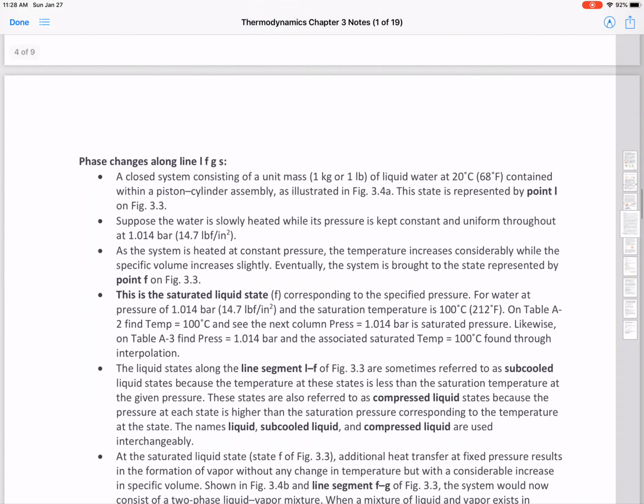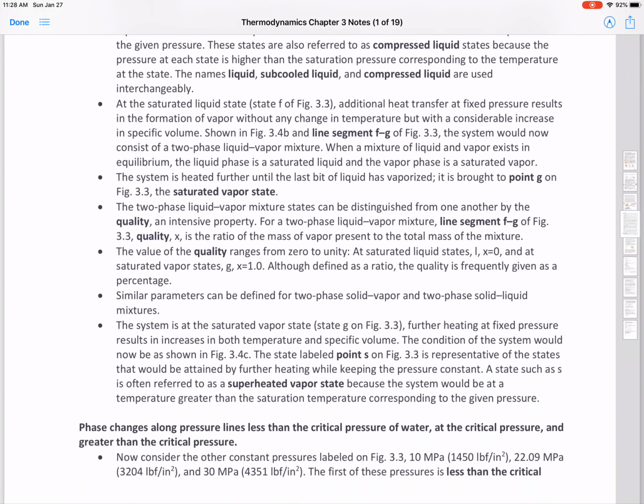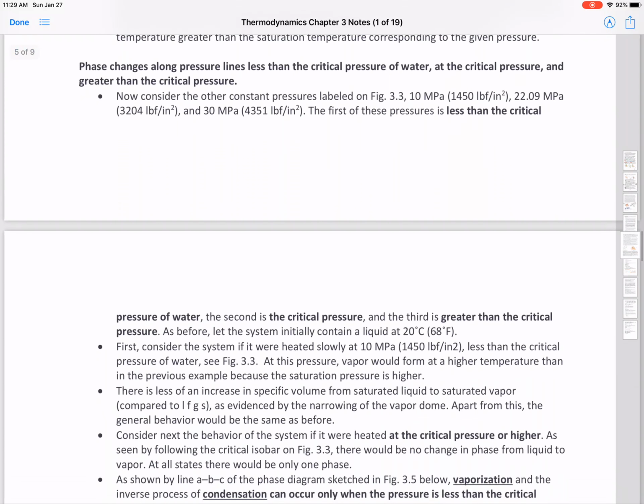Okay, let's see what else. So this goes through and talks all about, step by step, through that diagram, talking about the things I've just talked about. So make sure you go and look at those notes.